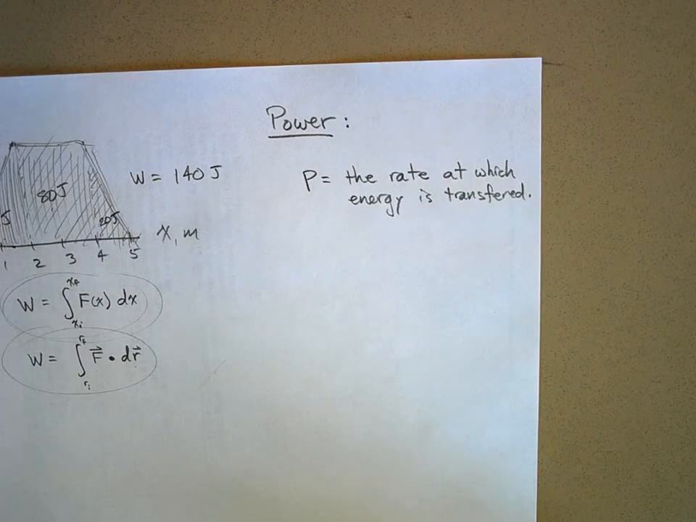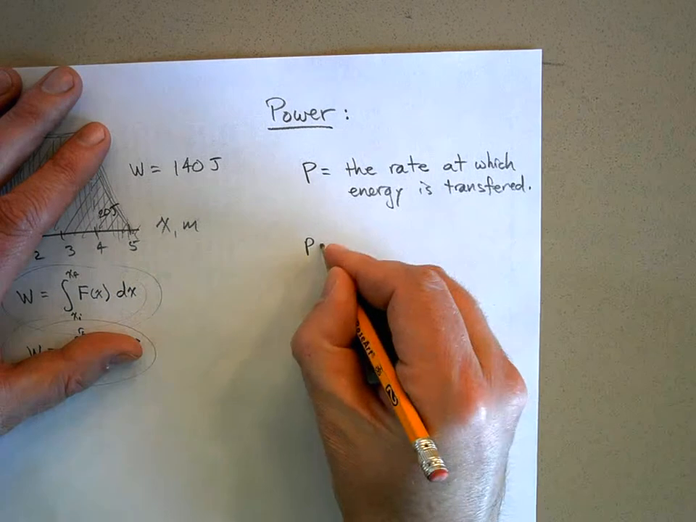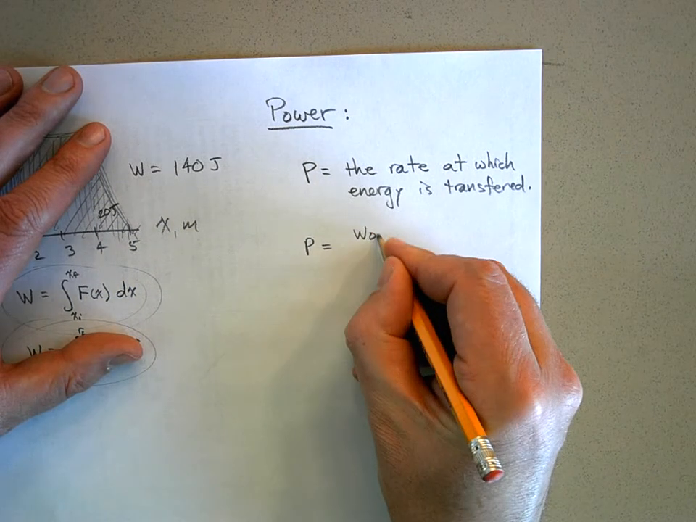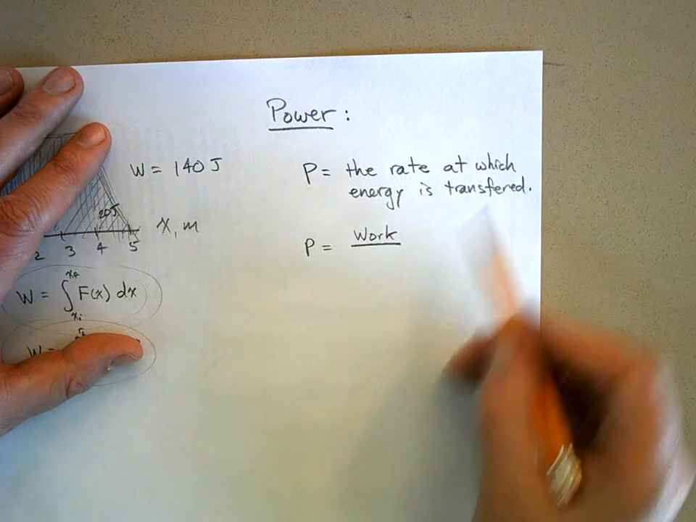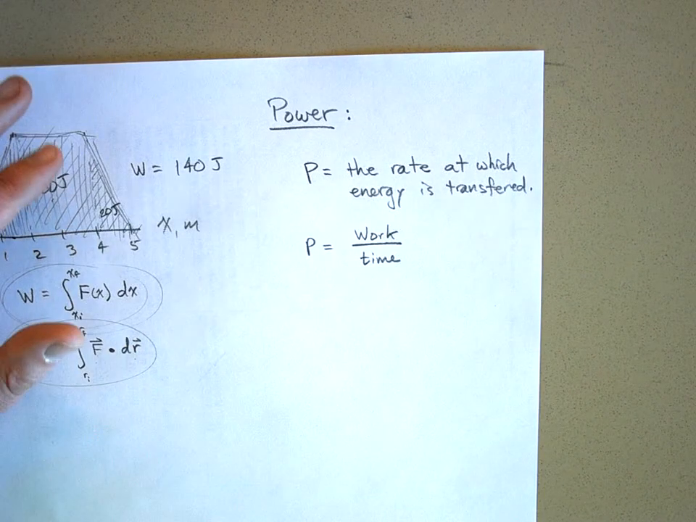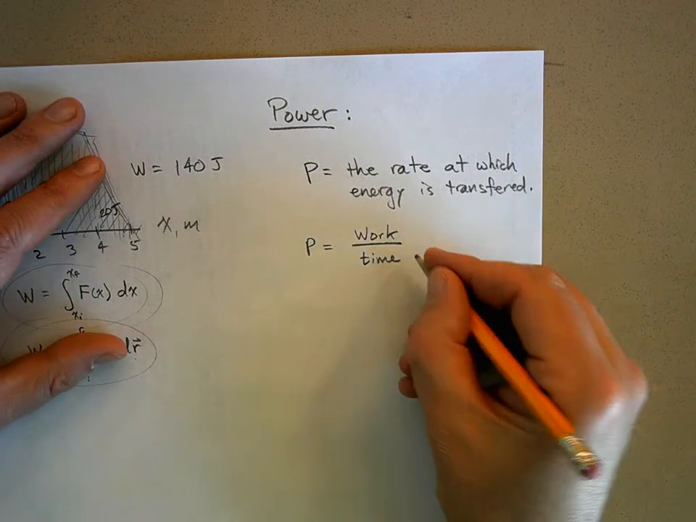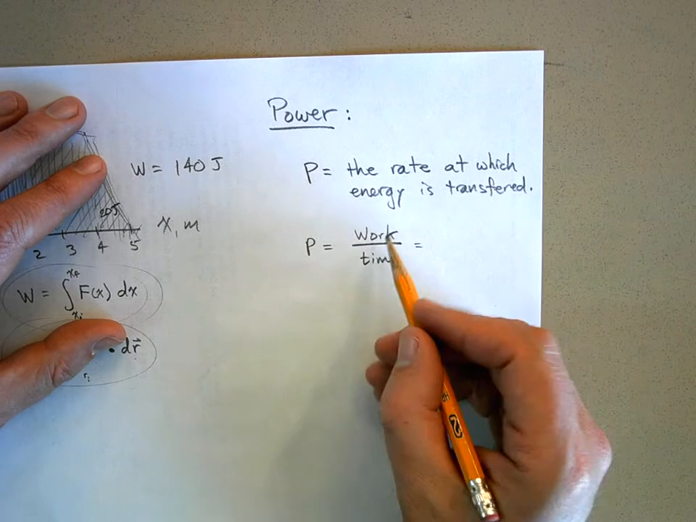Now, of course, right now the only transfer of energy we've really been talking about is work. The same, though, is true for heating and radiating and all the other forms of energy transfer we're going to talk about later. But right now, let's just stick with work. So the power is equal to the work that has been done. And this is the general definition, divided by the time it took to do that work.